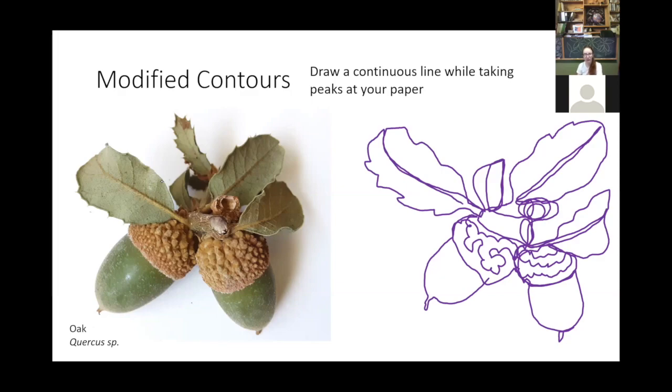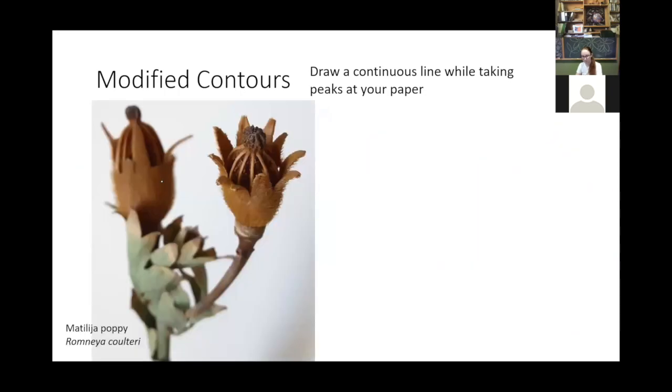And oaks are in the Fagaceae family. And these acorns might belong to Quercus durata or Quercus berberidifolia, or neither of those. I really don't have a lot of practice keying out oaks, but okay. And for our last modified contours, we'll do the Matilija poppy seed pod again.